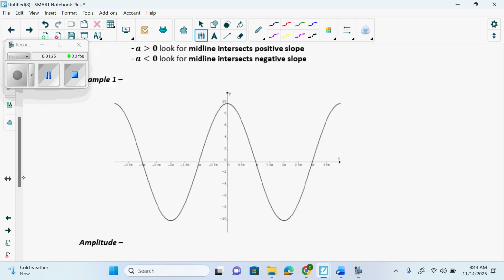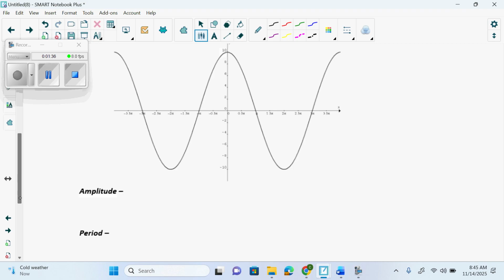Amplitude from a graph. We can do it one of 2 ways. We can count the entire vertical distance and then do what? Divide by 2. That's the amplitude. Or we can use the formula. The formula for amplitude is not given on your formula sheet, but you can memorize it. It's the absolute value of max minus min.